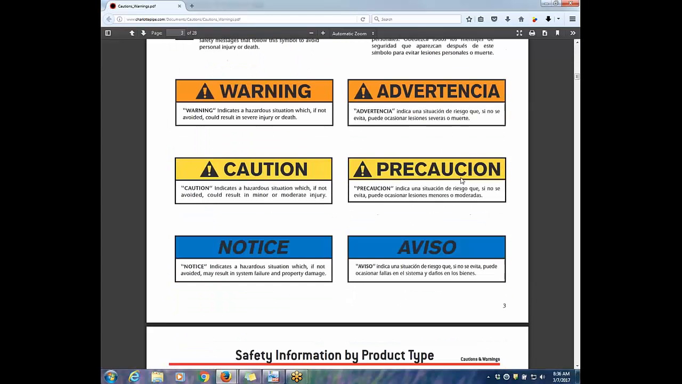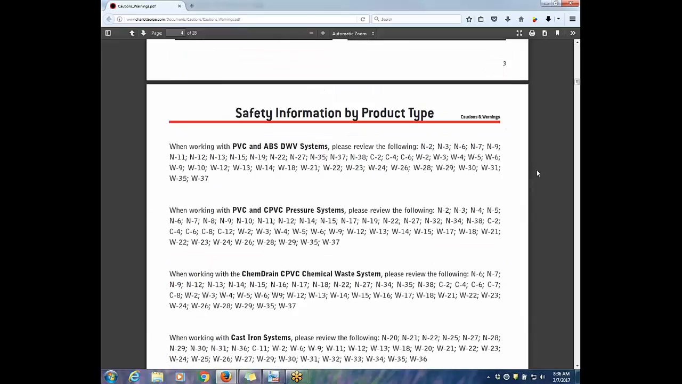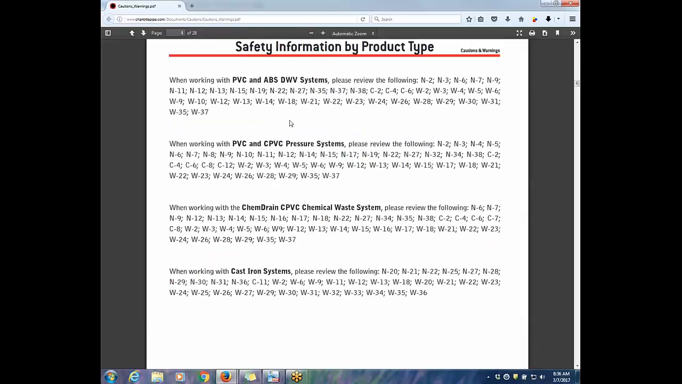And I just want to point these out. Orange is a warning, indicates a hazardous situation which, if not avoided, could result in severe injury or death. Caution indicates a hazardous situation which, if not avoided, could result in minor or moderate injury. And a notice is just that, notice could result in system failure or property damage. And in this, they address 4 of their pipes. So the one in question is PVC or cellular core PVC, which is this top one, PVC and ABS DWV systems. DWV is drain waste vent, or the cellular core PVC.